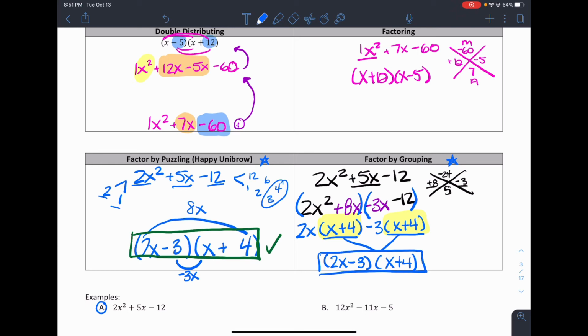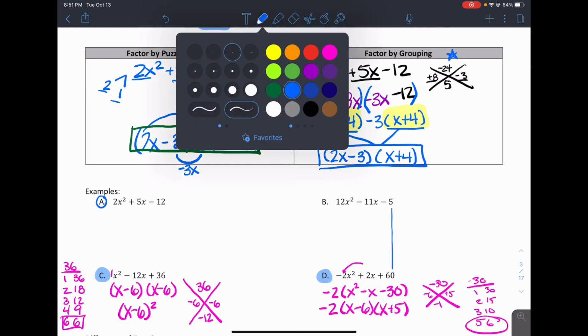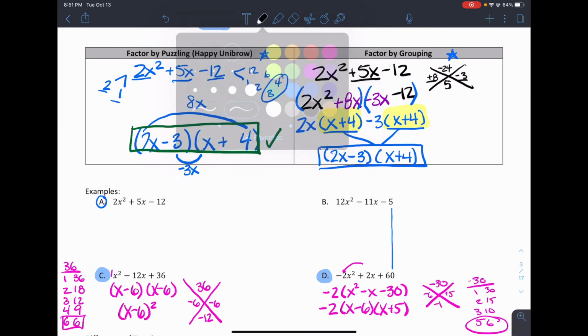Okay. Let's try this last one: 12x squared minus 11x minus 5. I'm going to do it both ways again. Okay, 12x squared minus 11x minus 5.